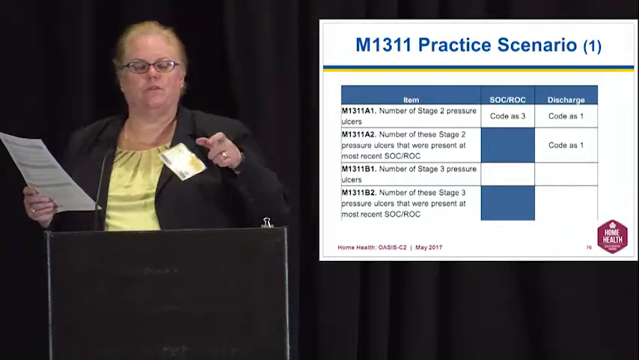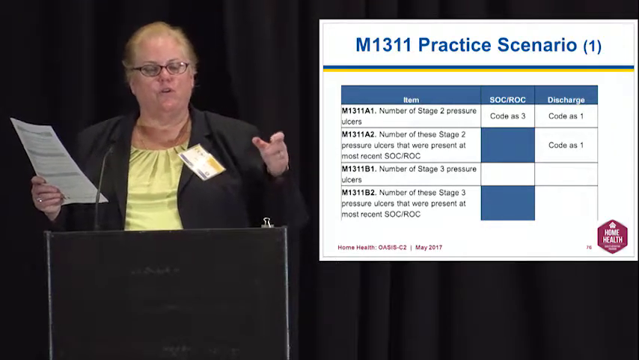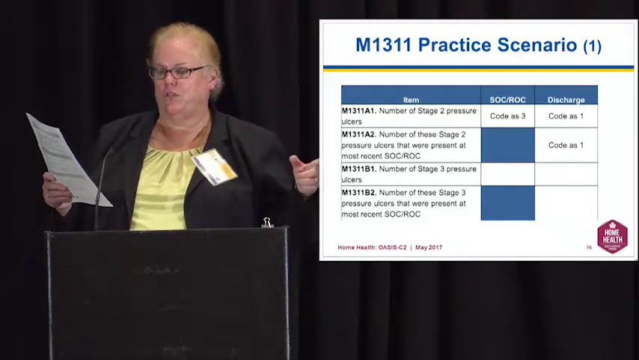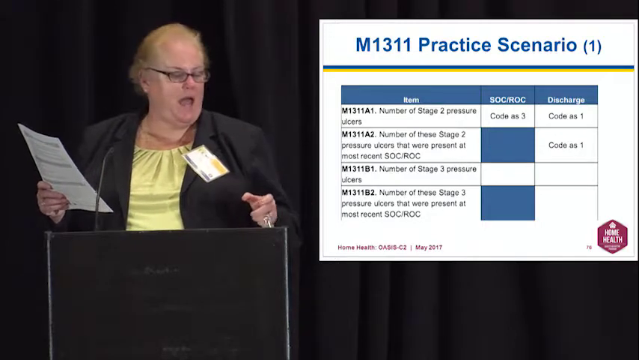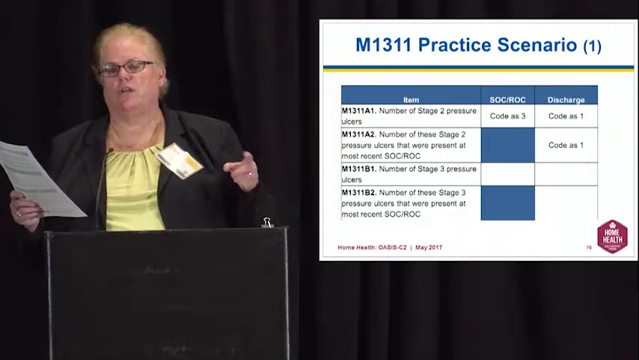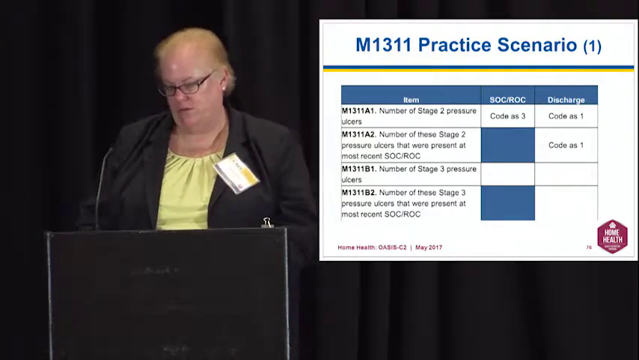So it's still, there was one, now we have 1 stage 2 pressure ulcer. So it's saying that that stage 2 pressure ulcer was there upon the admission, all right? And now it's asking how many of those were present upon discharge. And we're saying 1 of those. So that 1 ulcer. Okay.